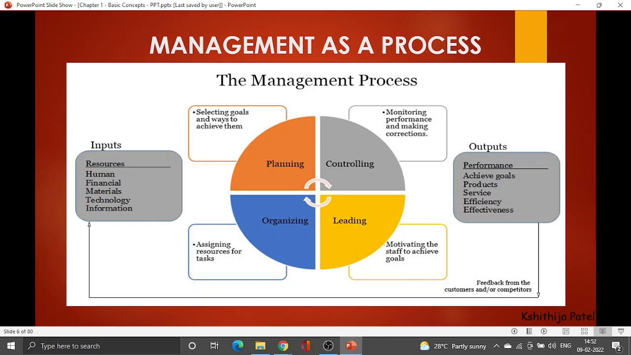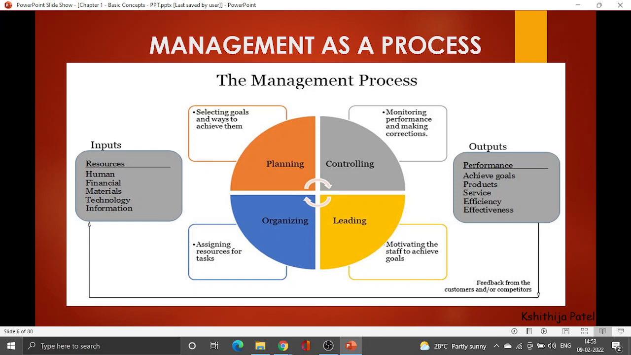So this happens in a process of inputs and outputs. Input is definitely the factors of production, which we can name as human, financial, materials, technology and information. When inputs are done, they are processed through planning, organizing, controlling and leading. The output shall be in the form of products, goods, services, profit that shall be earned, the productivity of the organization, customer satisfaction, and anything that you can see over the slide, such as achieved goals, products, services, efficiency, and effectiveness.